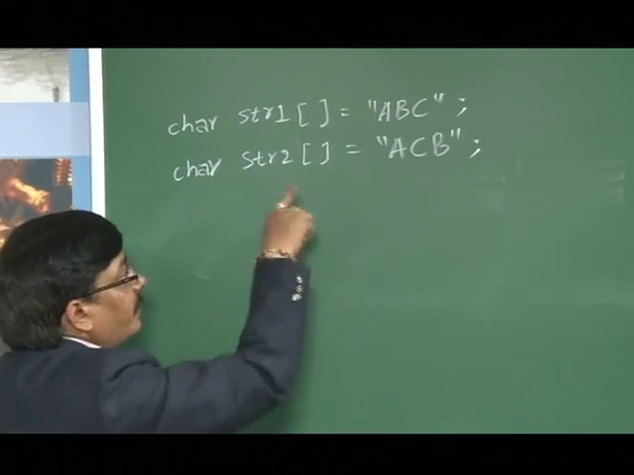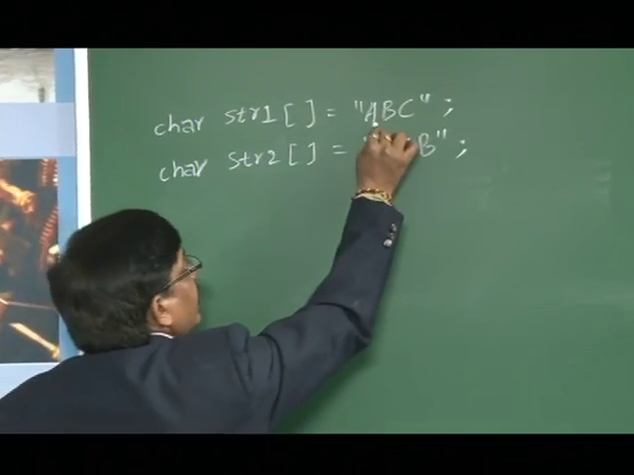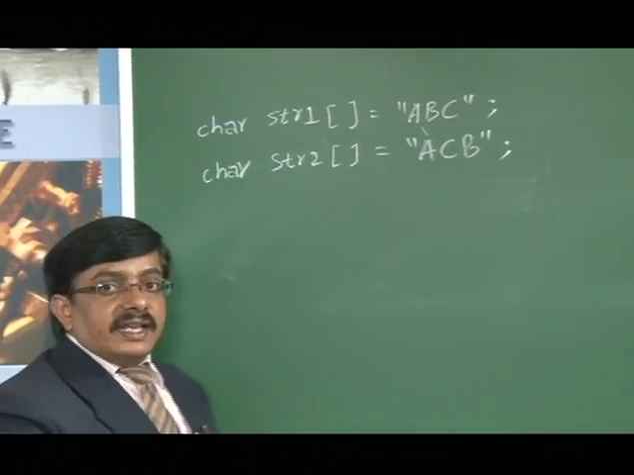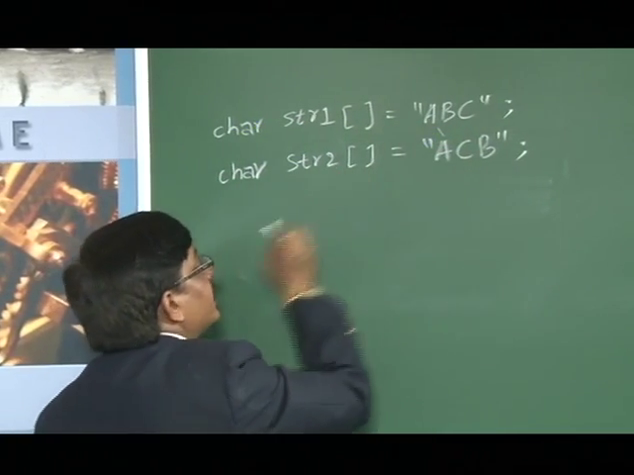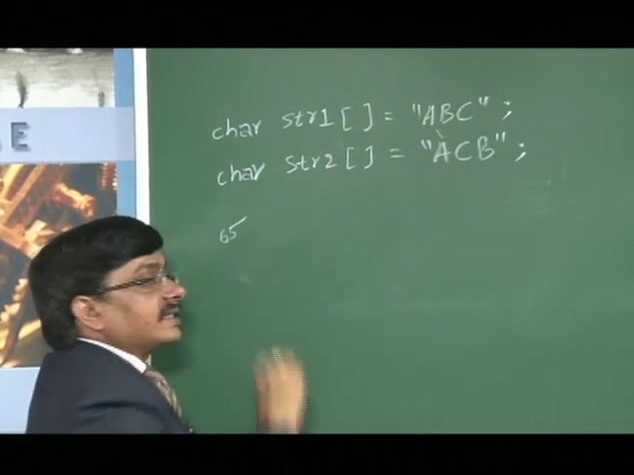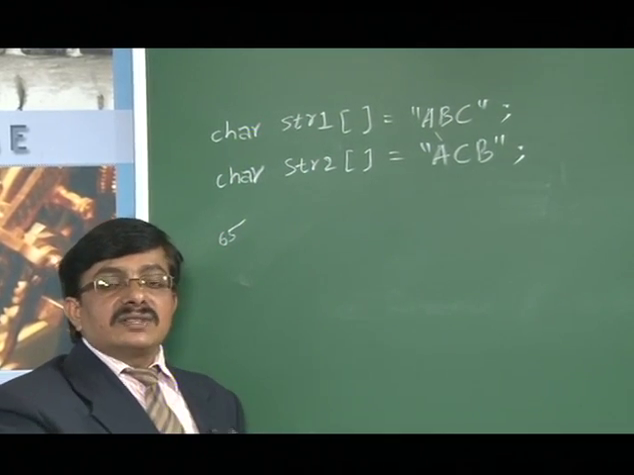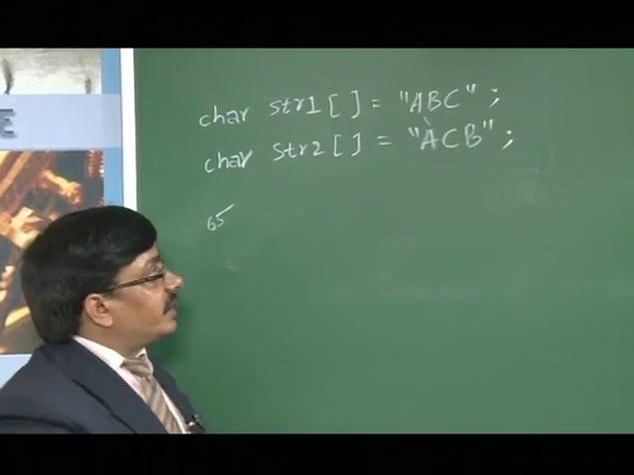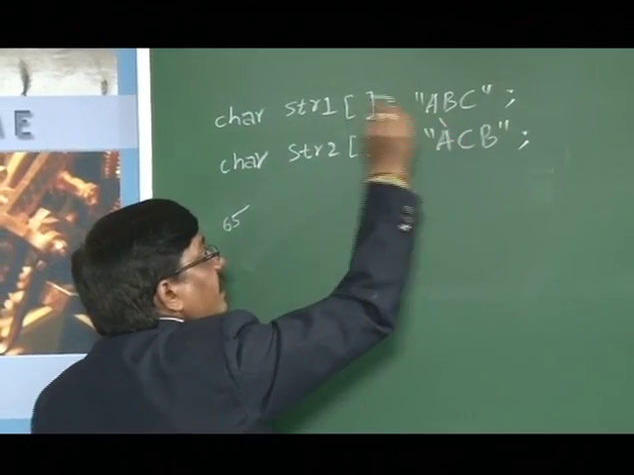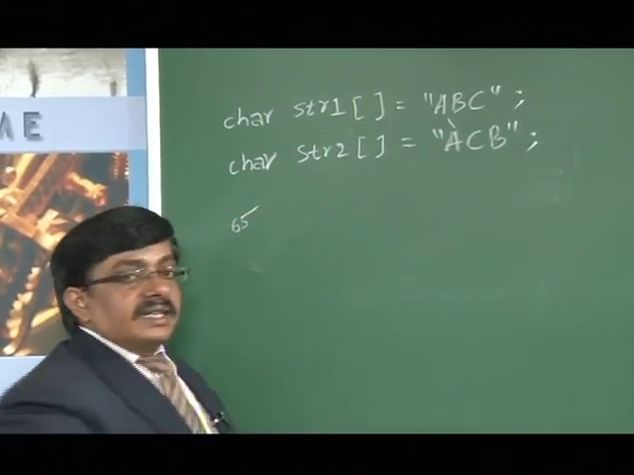Now we have to compare character by character. First we will compare A and A. So A and A is equal. The ASCII value of A is 65. When you are comparing the characters here, you have to compare the ASCII values associated with the characters. That is the main intention here. So here A and A I will compare. The ASCII value of both A and A is 65 there.